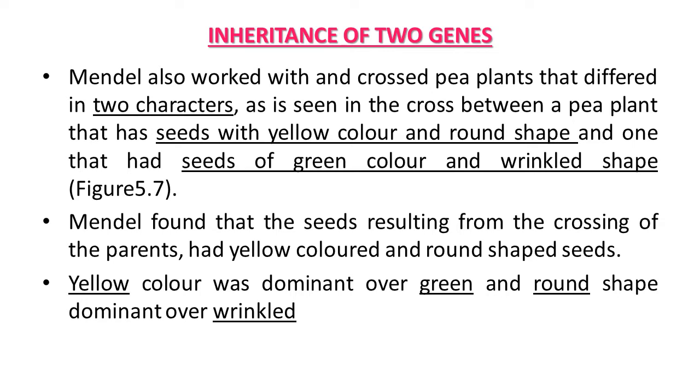As you know, Mendel conducted a monohybrid experiment on pea plants. At that time only one character was considered, that is the height of the plant, either tall or dwarf. Mendel also worked with crosses of pea plants that differed in two characters, as seen in the cross between a pea plant that has seeds with yellow color and round shape, and another with seeds of green color and wrinkled shape. So two characteristics were observed at the same time for study.